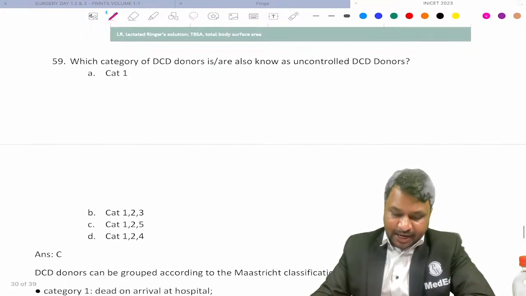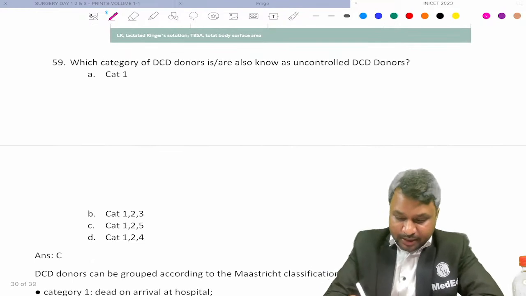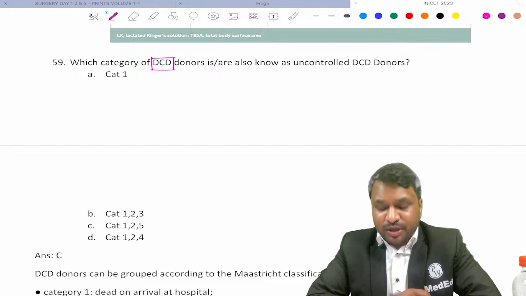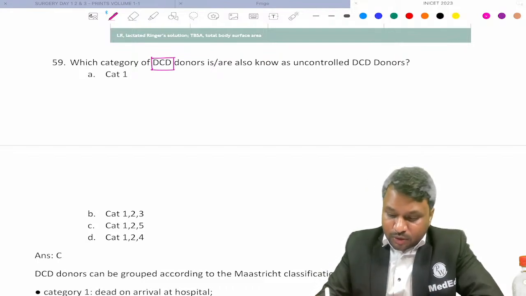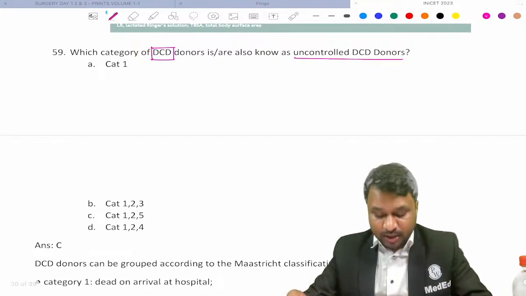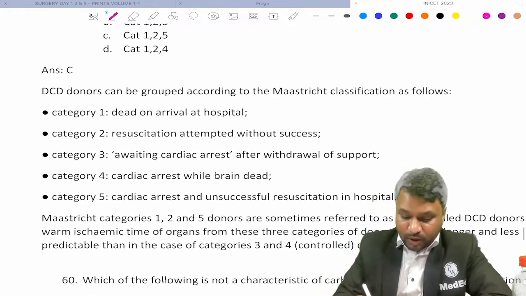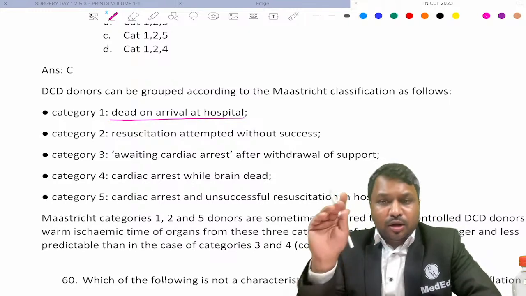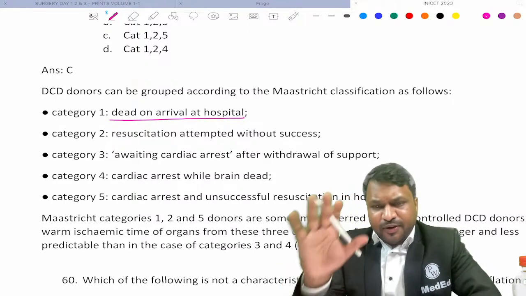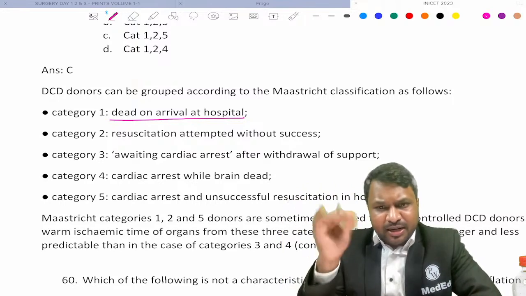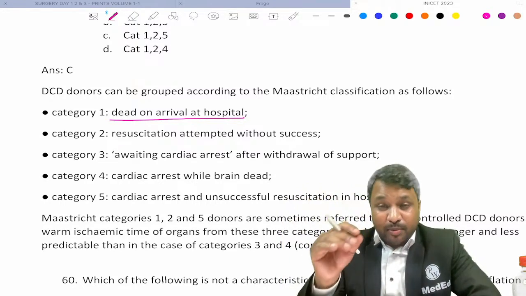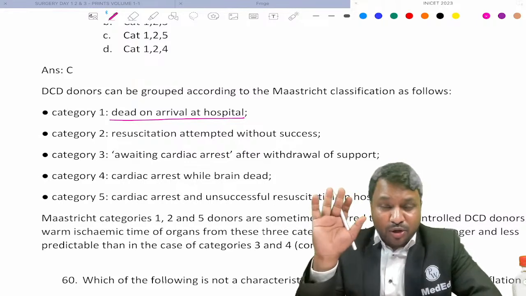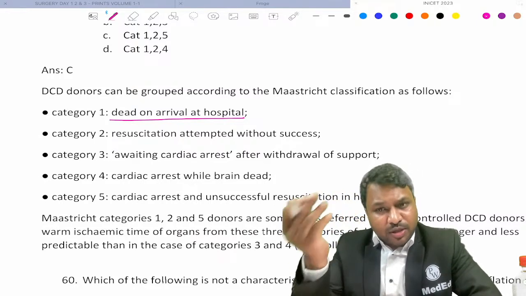So, which category of the DCD donors, that is donation after cadaveric death, is also known as uncontrolled DCD donors, right? Uncontrolled means where you cannot predict the organ harvesting. So category 1 is what we call dead on arrival at the hospital. Now, how do you know whether it's a controlled or an uncontrolled donor? Very simple. Let's say you have a friend who needs a kidney and he's calling you every day, dude, can I get a kidney today? You're a surgeon, right? The day you're able to tell, yes, I'll be able to give a kidney today, is called a controlled donor, and the one you are not able to predict is called an uncontrolled donor.